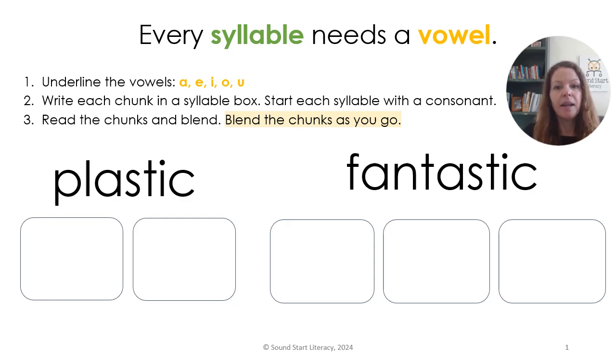On this slide, I'm going to teach you a strategy for reading multisyllabic words, or words that have more than one syllable. We're always going to follow the same steps. The first thing we'll do is find the vowels, and we're going to underline the vowels in the word. Now, these are the vowel letters A, E, I, O, and U.